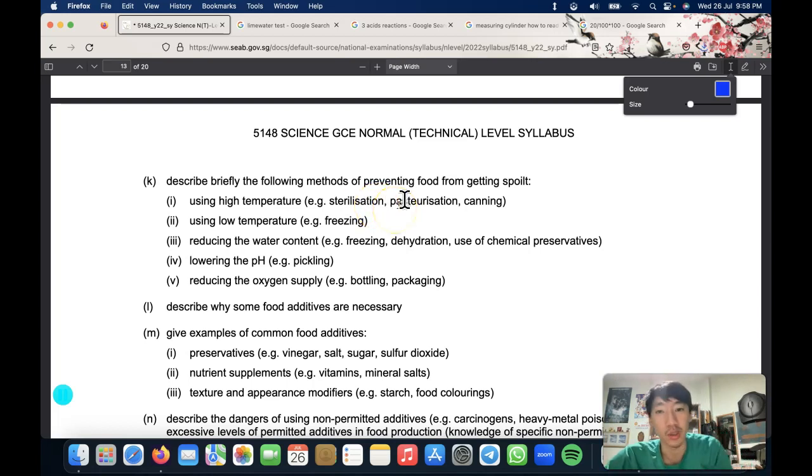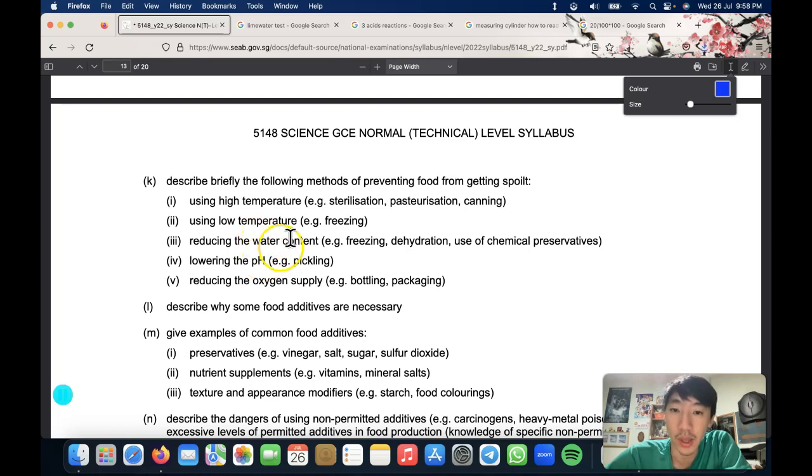Okay, then what's pasteurization? It's basically you heat up the food, or usually it's milk, heat up the milk slowly, and then you cool it down quickly. Right, so it's hot, then cold. That's pasteurization. Then canning is when you put food into a can and then you heat it up. That's it. Freezing, right? Using a low temperature, freezing, is very obvious.